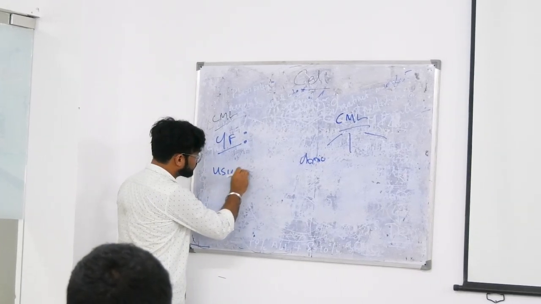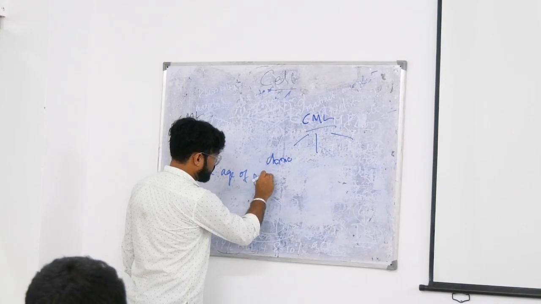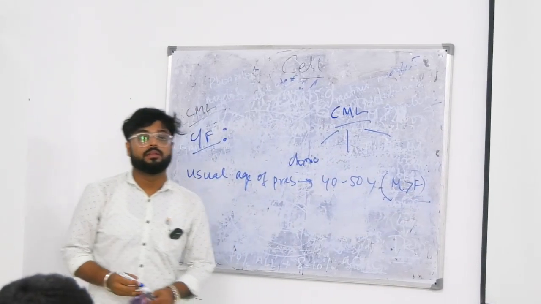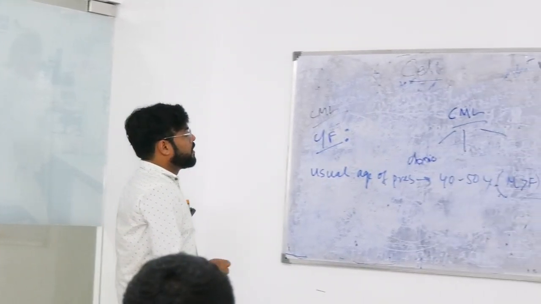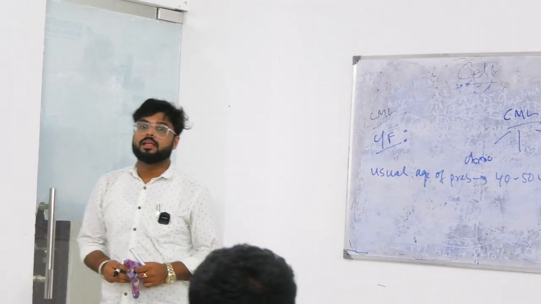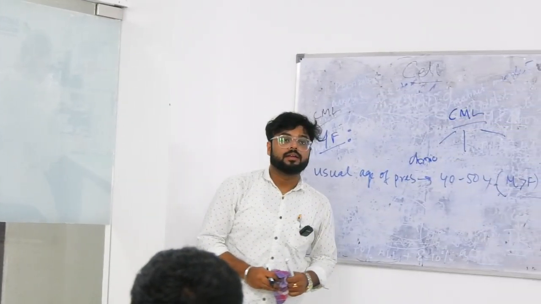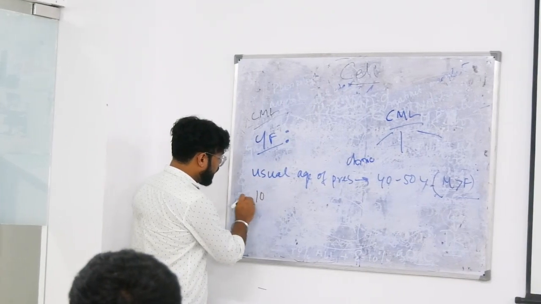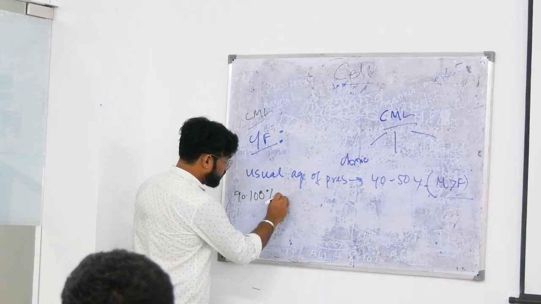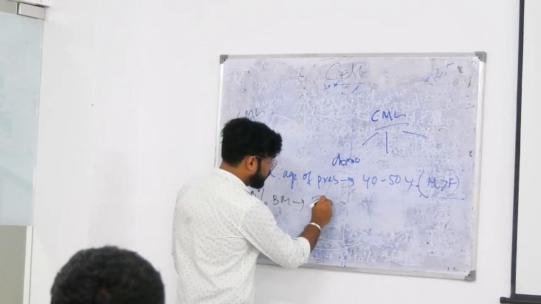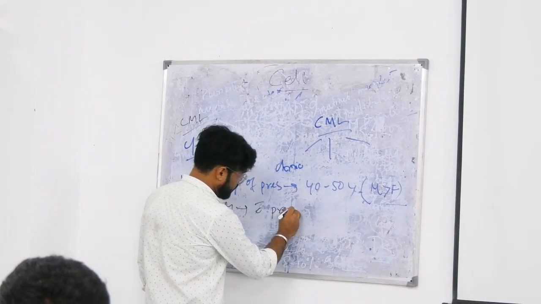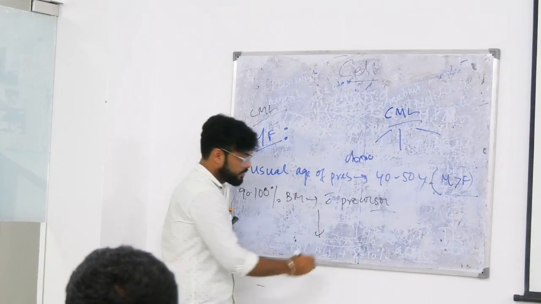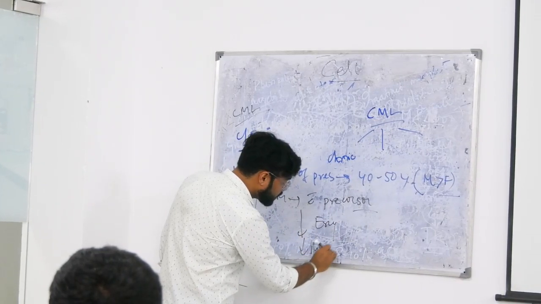The usual age of presentation is 40 to 50 years with slight male preponderance. They basically have increased proliferation of different granulocyte precursors within the marrow. So almost 90 to 100% of the bone marrow is infiltrated with different myeloid precursors. As a result, there will be a decrease in erythroid and megakaryocyte precursors.